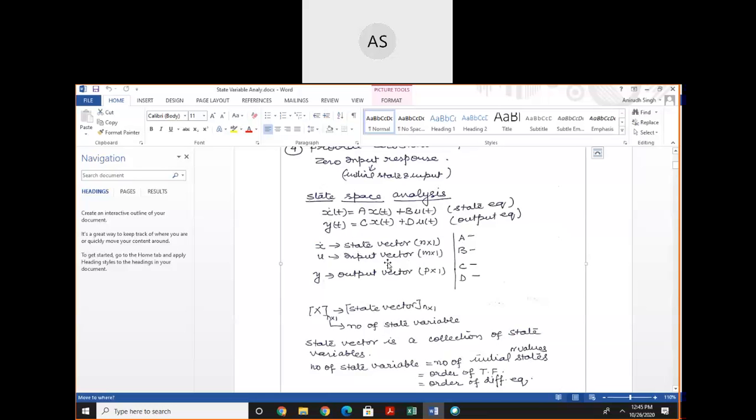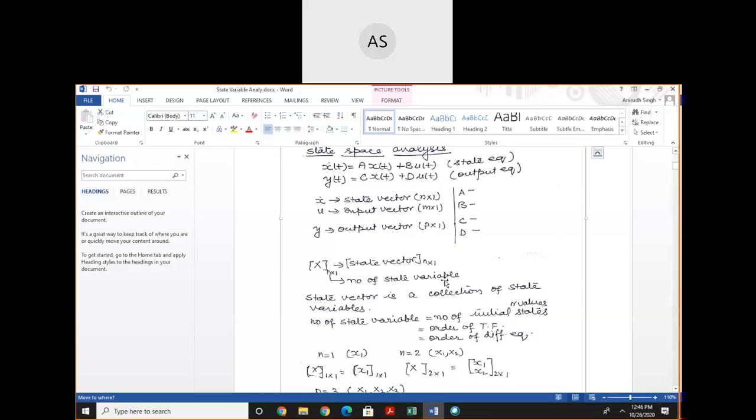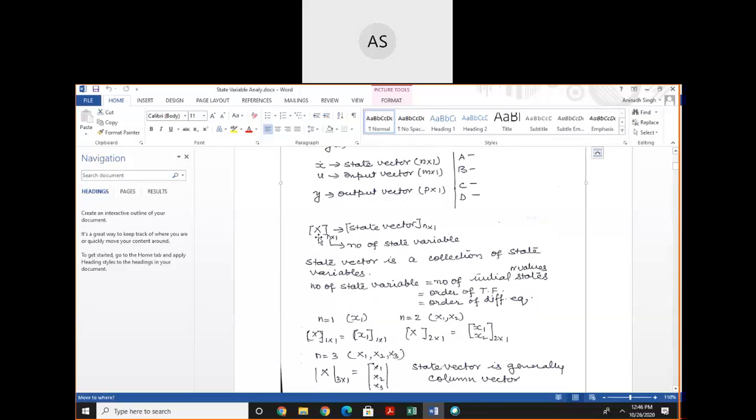dx by dt is a state vector of order n cross 1. Similarly, u is the input vector. Order of input vector is n cross 1, and y is the output vector. Order of output vector is p cross 1. Then x is a state vector, and the order of this vector is n cross 1.